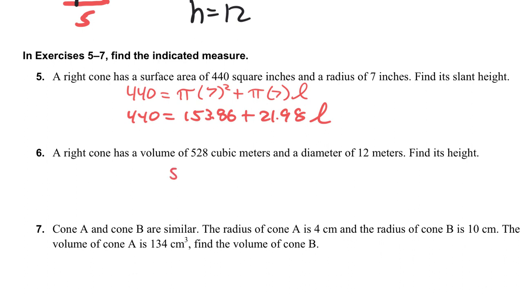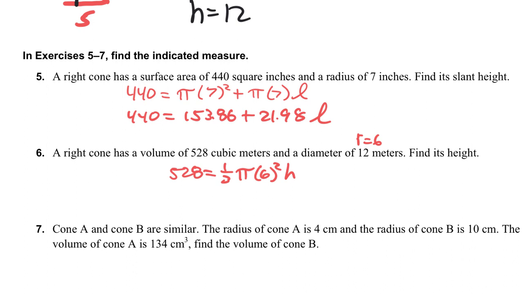Volume, 528 equals 1/3 pi times the radius squared. Now the diameter is 12, so the radius is, sorry, my pen made it look a little weird. The radius here is going to be 6. So it'll be times 6 squared times the height. So again, we can put all that in the calculator.